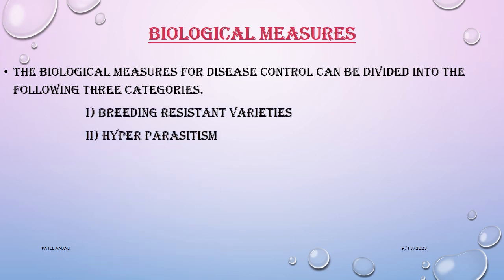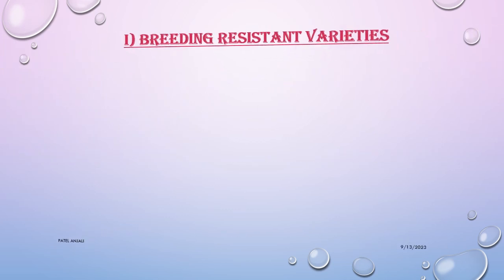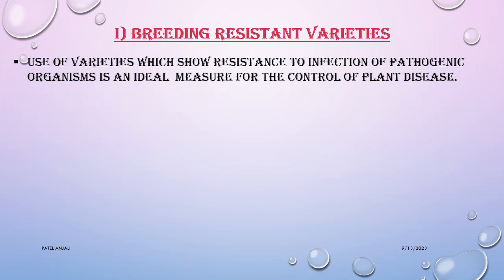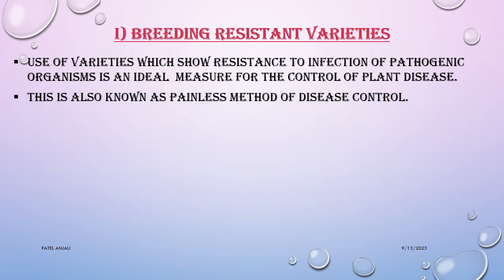Biological measures. The biological measures for disease control can be divided into the following three categories: breeding resistant varieties, hyperparasitism, and control through trap crops and antagonistic plants. Breeding resistant varieties: use of varieties which show resistance to infection by pathogenic organisms is an ideal measure for the control of plant disease.